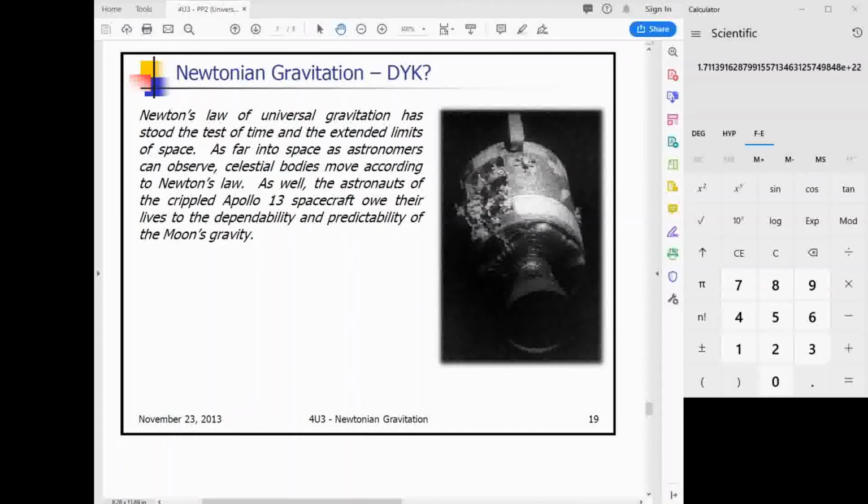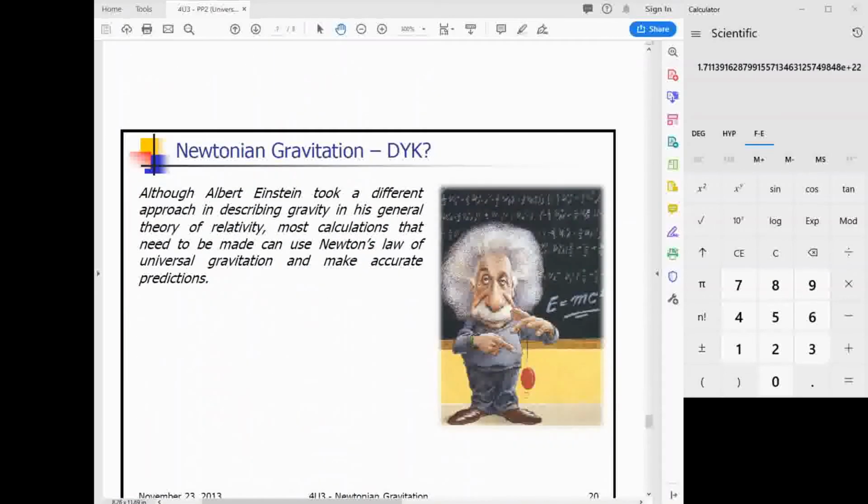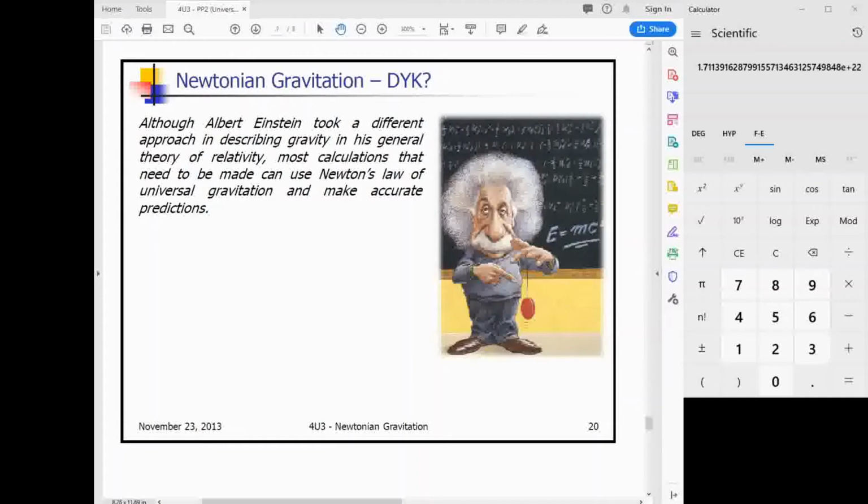Newton's law of universal gravitation has stood the test of time and extended the limits of space. As far into space as astronomers can observe, celestial bodies move according to Newton's law. As well, astronauts of the crippled Apollo 13 spacecraft owe their lives to the dependability and predictability of the moon's gravity. So we've tested Newtonian gravity time and time again, and it works very well. We're very confident in that F_G equation.